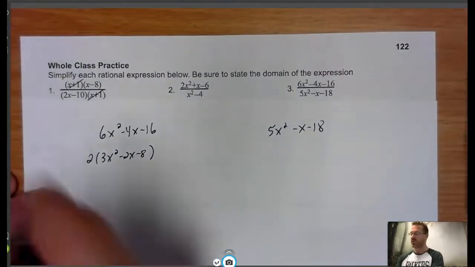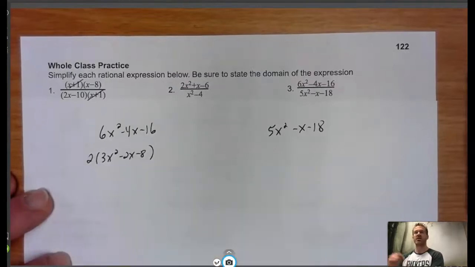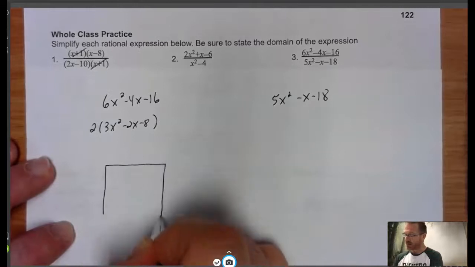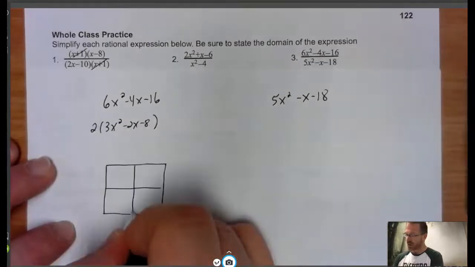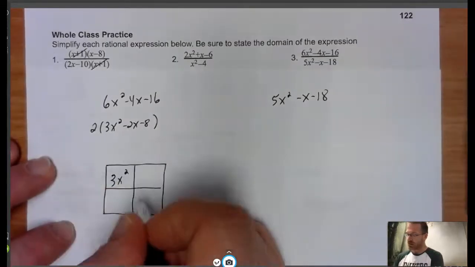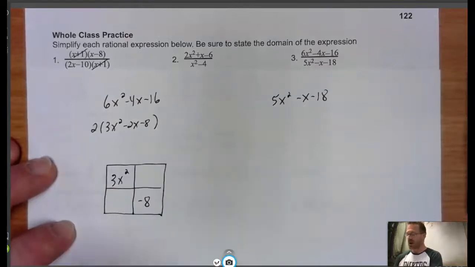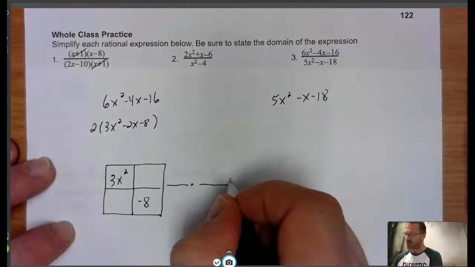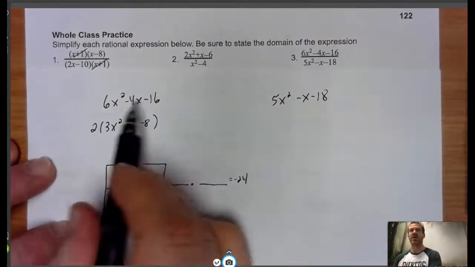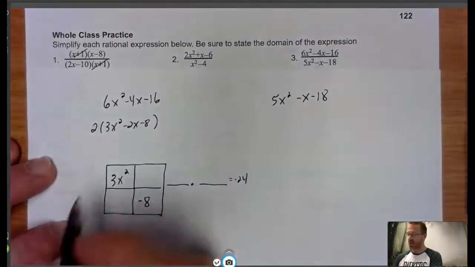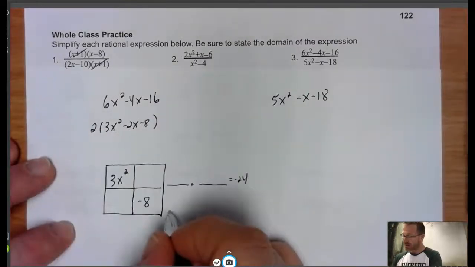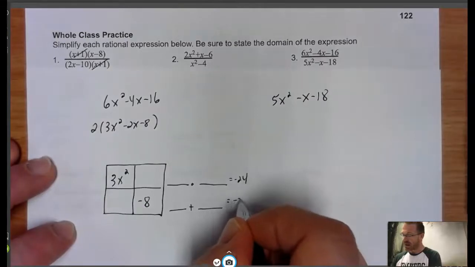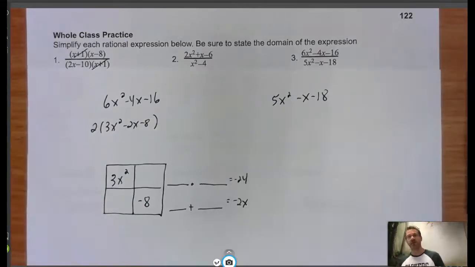Anytime you can factor out a GCF before you begin, it's just going to make your life easier. Now when I do my area model, my A term is going to be 3x squared. My C term is negative 8. When I multiply A times C, I'm going to do 3 times negative 8, which is negative 24. That's much better than 6 times negative 16. And then I have to find two things that add to be this B term right here, negative 2x.